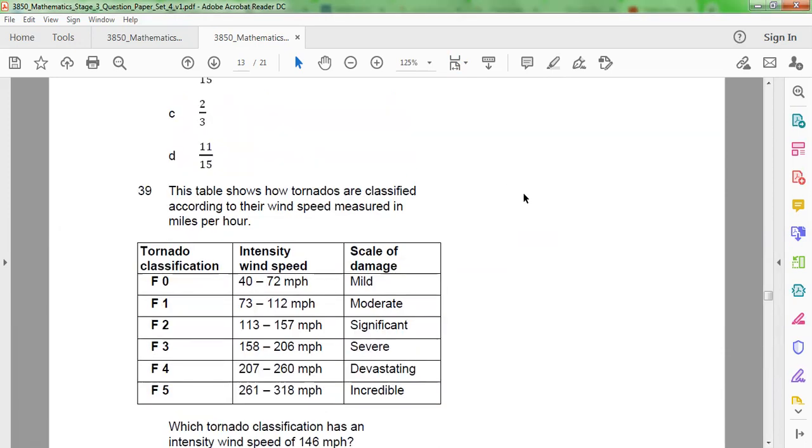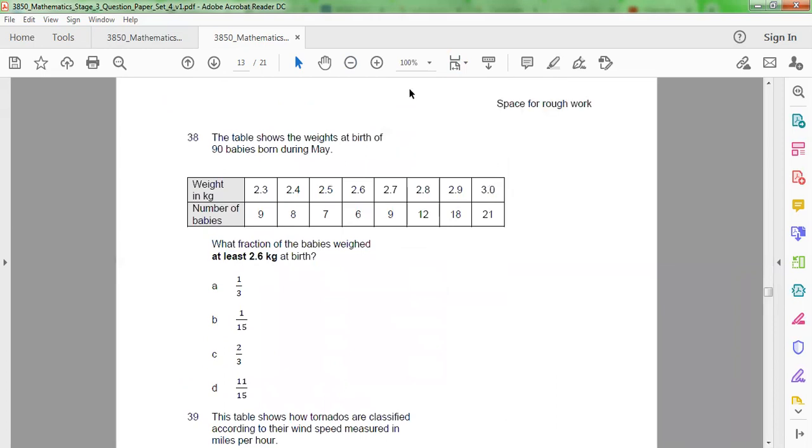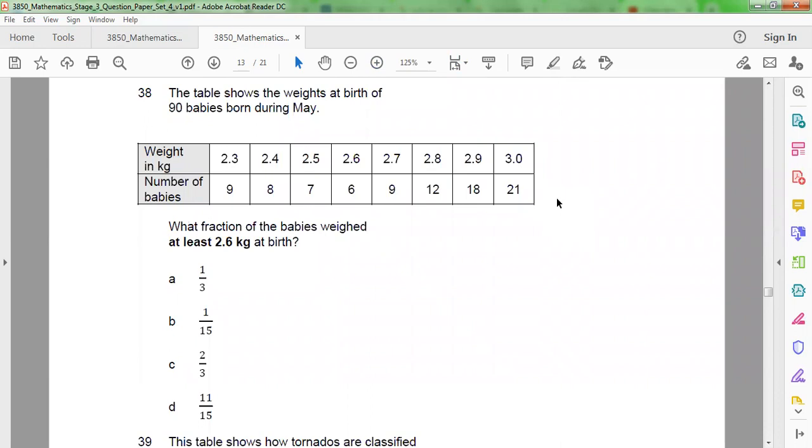All right. So we have a table, right? The table shows the weights at birth of 90 babies born during May. So 9 babies weigh 2.3, 8 babies, etc. So what fraction of the babies weigh at least 2.6 kilograms at birth? It says what fraction?